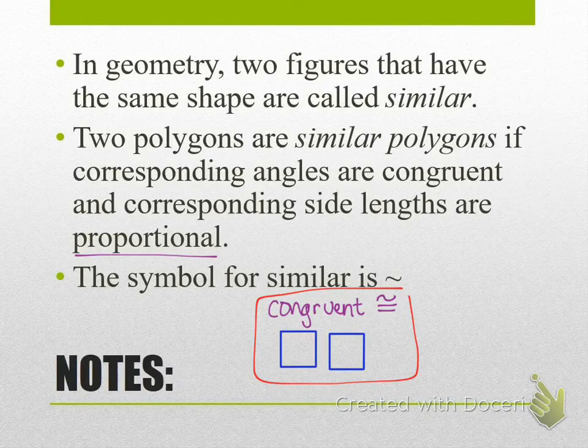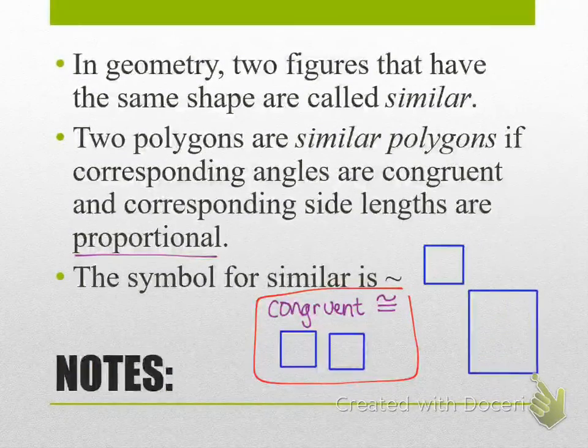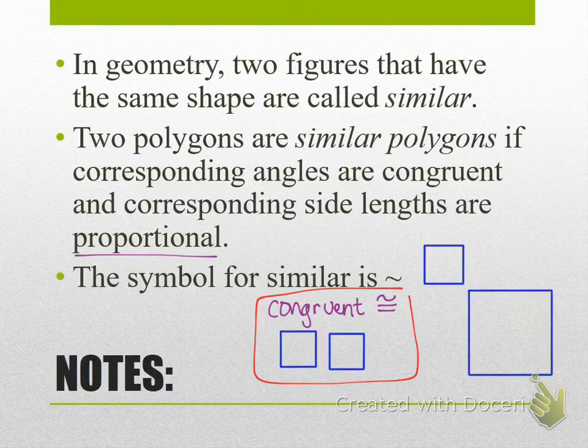Similar means that all the angles are the same, so that's why I chose squares, because they're pretty easy for all the angles to be 90 degrees. But the side lengths are just proportional, which means they're not exactly the same. I could have a smaller square and a bigger square. These are similar to each other, but they are not exactly the same.